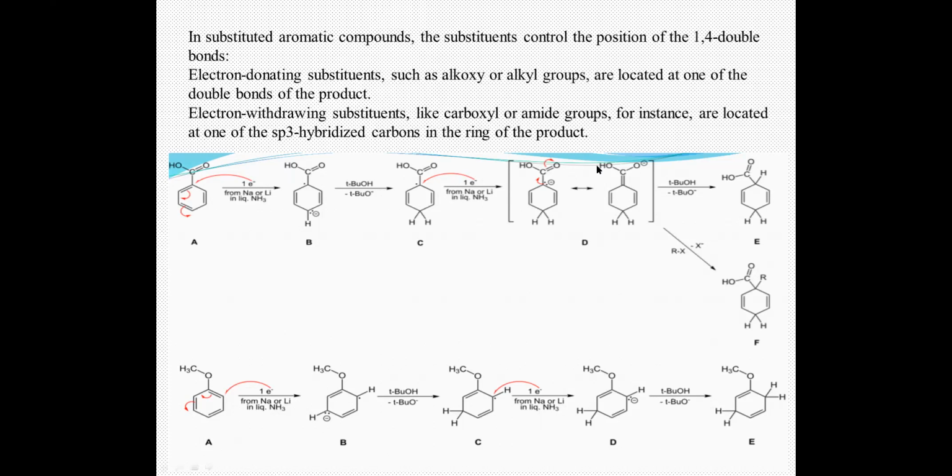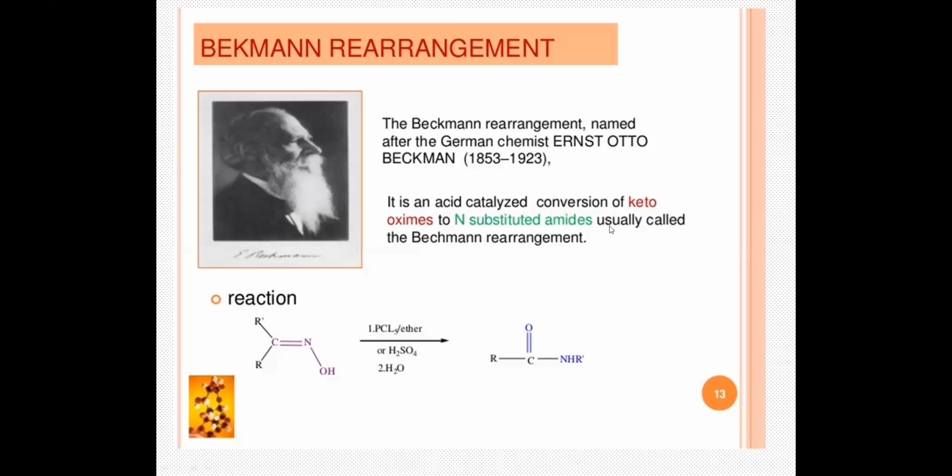So this is the difference between electron donating and electron withdrawing substitution. In case of electron donating substitution, the substitution will be present on the double bond, whereas in case of electron withdrawing group, the substitution will be present on your sp3 hybridized carbon. Why? The reason is the negative charge can be stabilized by the electron withdrawing group, whereas if an electron donating group is present, it will destabilize. So that's the reason why there is a change in the position of the substitution. So these are the Birch conditions which have to be remembered.